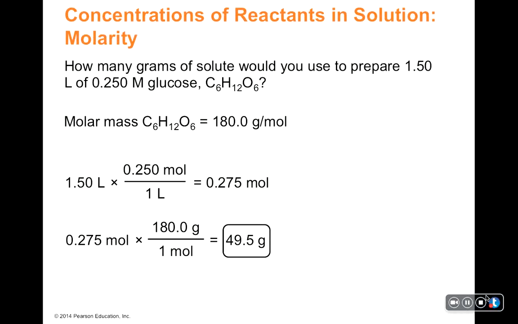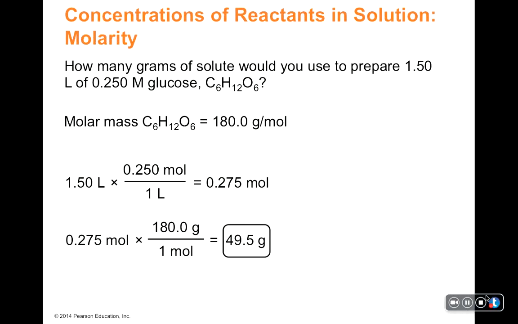So that's the problem you're given. How many grams of solute would you use to prepare 1.5 liters of a 0.250 molar glucose solution? That 0.250 molar is equivalent to 0.250 moles per liter. So we need to make 1.5 liters, we're given a concentration, and we're given that it's glucose. One thing to do is to calculate the molar mass of glucose. That's 180 grams per mole.